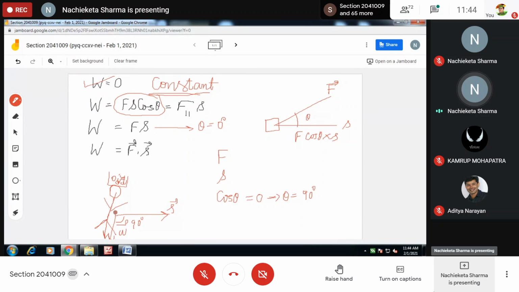Similarly, the work done by the normal force is also 0, because the normal force and this displacement make an angle 90 degree. So cos 90 is equal to 0 and the work done will be 0. So I gave you an example of cos theta is equal to 0, or theta is equal to 90 degree. Then I will give you the second example, when S is equal to 0.